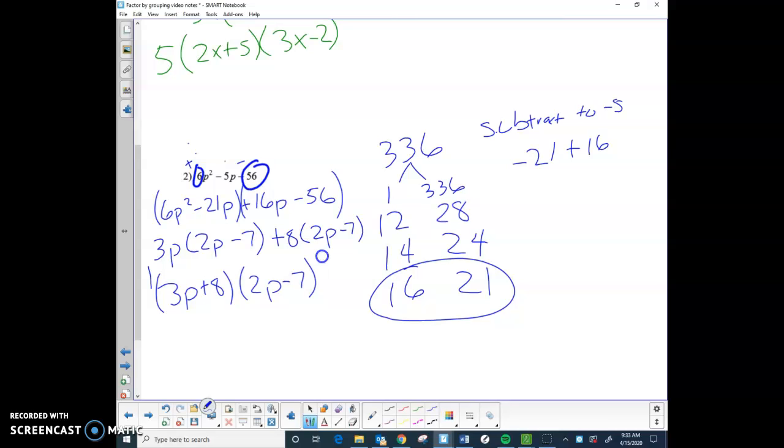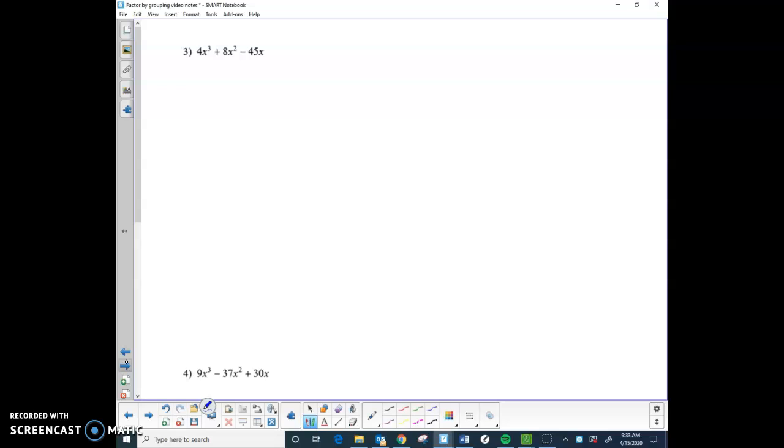All right, so that is my factor. All right, the next one. Number 3, I don't have any constants that come out of there, but I do have a variable. If I look at this, I can pull an x out. All of those have an x, so now I'm down to a quadratic: 4x squared plus 8x minus 45.